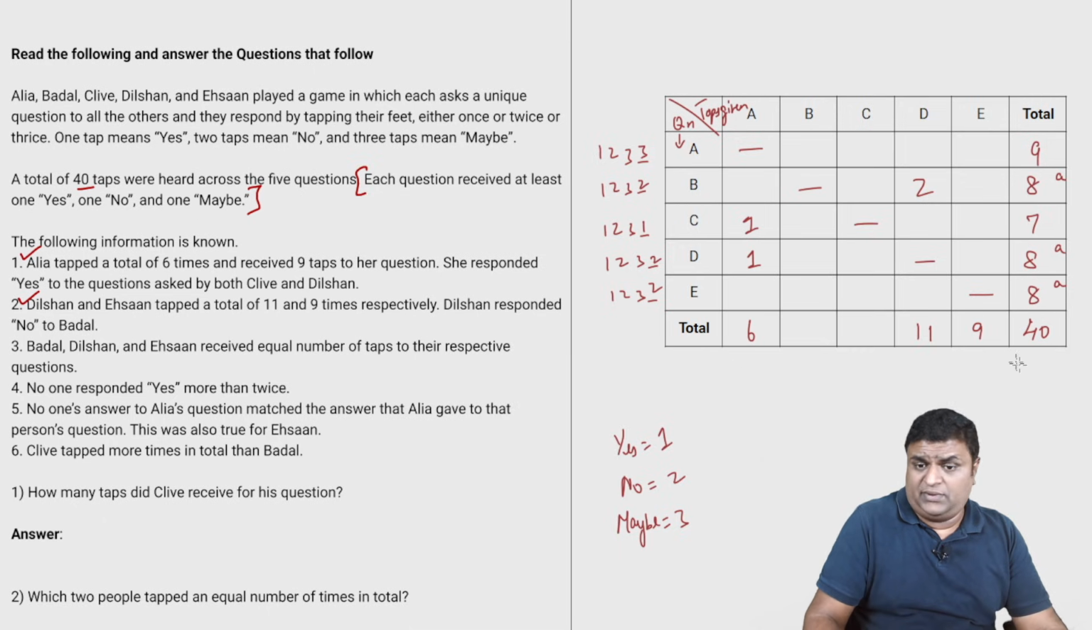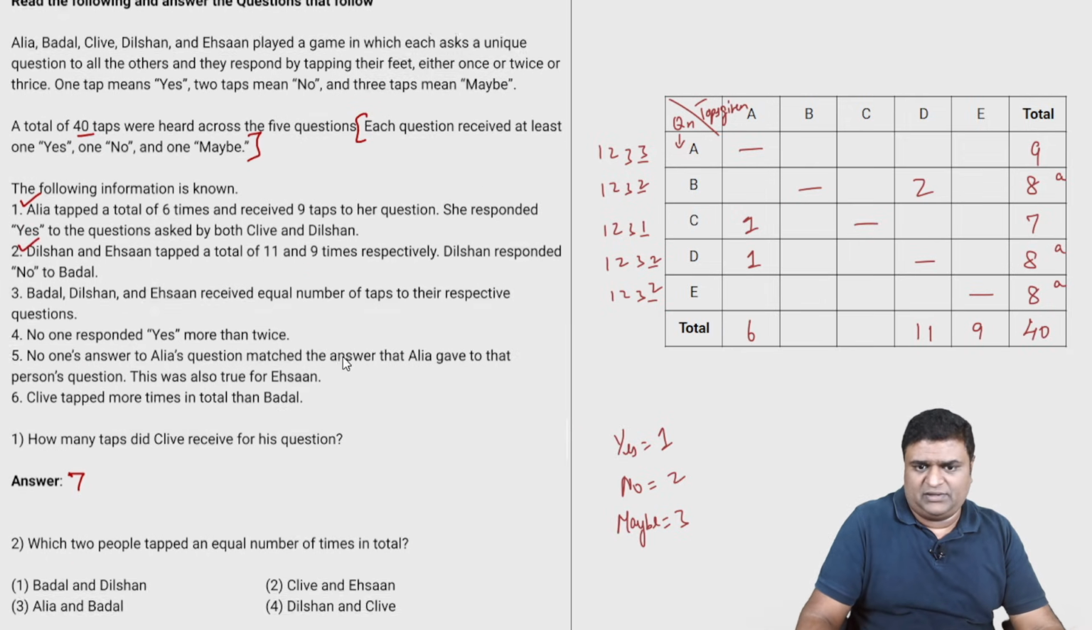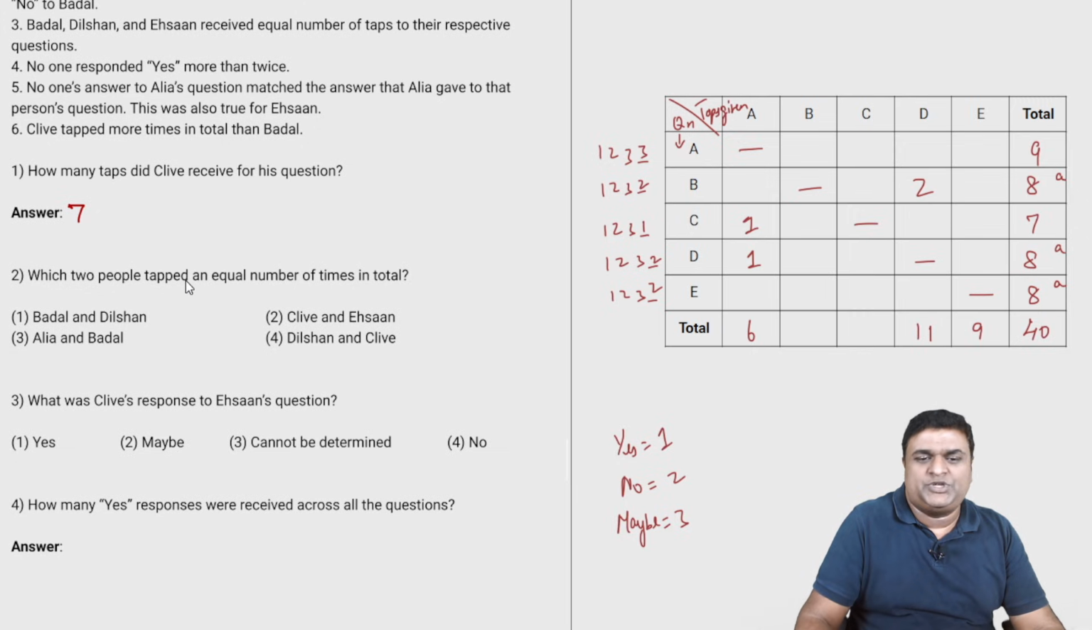Okay. And we have a question. How many taps did Clive receive for his question? For Clive's question, Clive received 7 taps. Quickly, some of them are filled up, right? So we can just see what we can answer. Which 2 people tapped an equal number of times in total? Tapped, right? So I need 2 missing values. Couple of them. These 2 could be equal, or paired up could be equal. Okay, we have some more clues to work with. What was Clive's response to E's question? Clive's response to E's question, I have to find this.